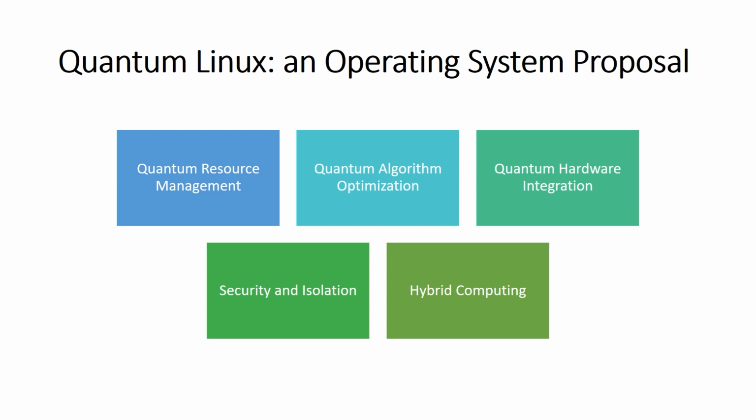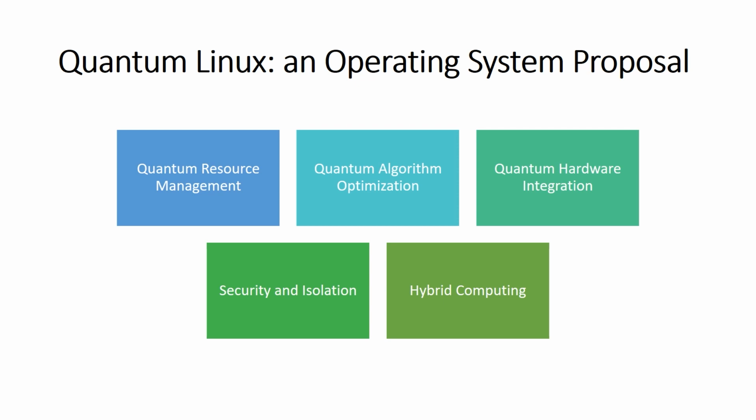Quantum hardware integration. Quantum Linux will seamlessly integrate with diverse quantum hardware platforms. Its quantum driver layer abstracts the hardware specifics, allowing quantum algorithms to be hardware agnostic. This integration is crucial as it ensures quantum programs can run on various quantum processors without the need for extensive modifications. Quantum Linux's hardware integration needs to promote compatibility and interoperability within the quantum ecosystem.